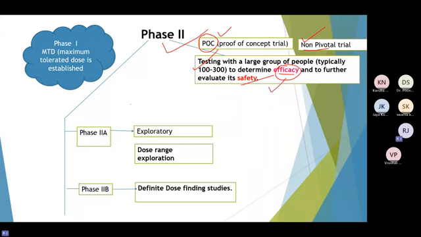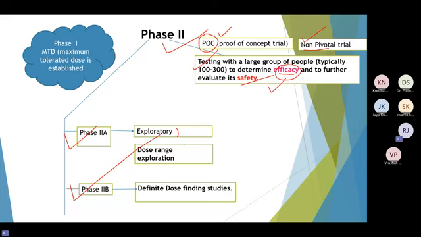Now again, as I said, phase 1 is divided into two parts, phase 1A and phase 1B. Similarly, phase 2 is also divided into two parts, phase 2A and phase 2B. Now, what is phase 2A? Phase 2A is called an exploratory trial, and phase 2B is called definite dose finding studies. I'll tell you what we do in phase 2A and phase 2B with one simple example.